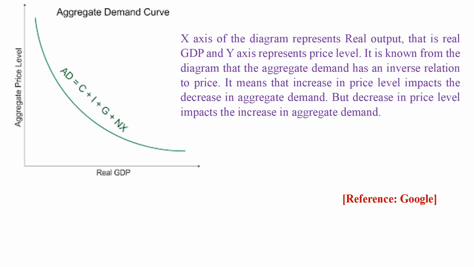The X-axis of the diagram represents real output, that is real GDP, and the Y-axis represents price level. It is known from the diagram that the aggregate demand has an inverse relation to price. It means that increase in price level impacts the decrease in aggregate demand. But decrease in price level impacts the increase in aggregate demand.